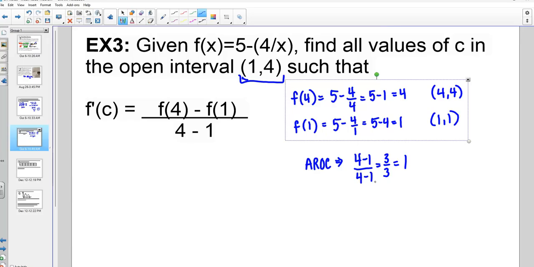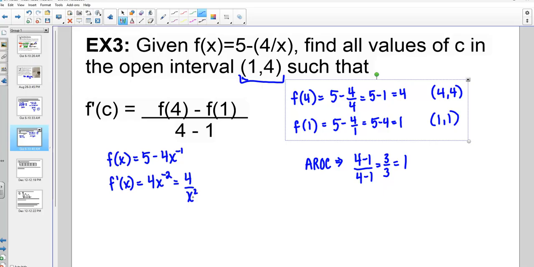So, average rate of change has to equal instantaneous rate of change. What do we need to find instantaneous rate of change? The derivative. Now, before I take the derivative, I would rewrite this as 5 minus 4x to the negative 1 power, because it will be quicker to take the derivative. We don't have to use the quotient rule if we do it that way. So if I do the derivative of this, what's the derivative of 5? 0. It goes away. Here I'll get 4x to the negative 2, which will probably be easier to deal with if I make that 4 over x squared.